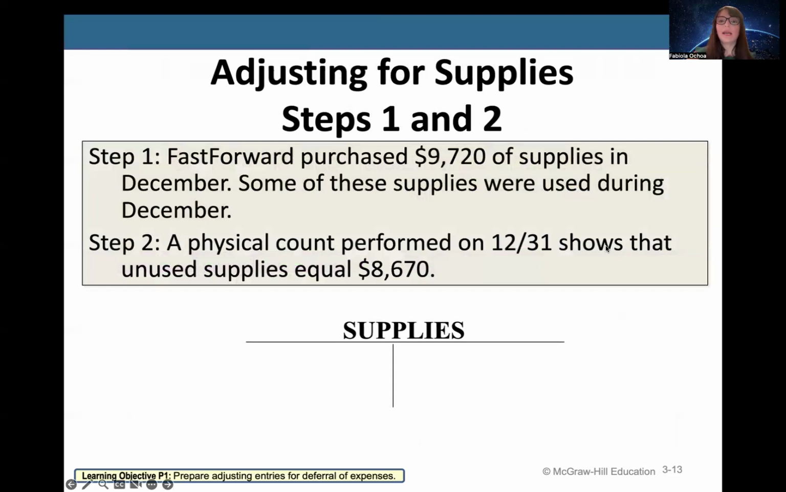Okay, next we have another example with supplies. Step one, fast forward, purchase $9,720 of supplies in December. Some of these supplies were used during September. Step two, a physical count of the supplies that was performed on 12/31 shows that the unused supplies balance equals 8,670. Okay.